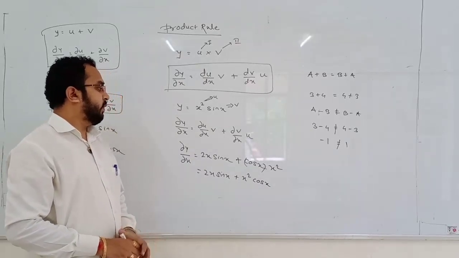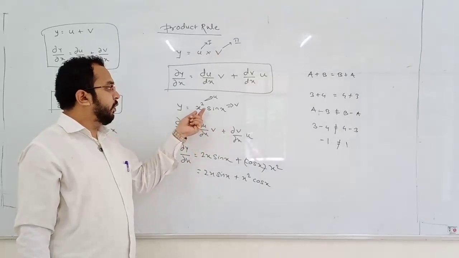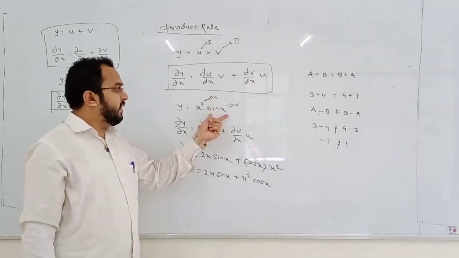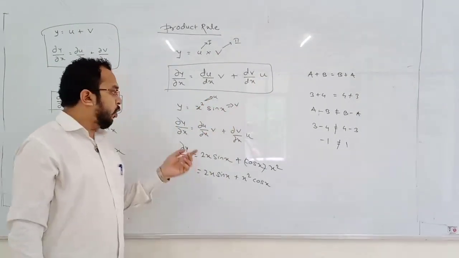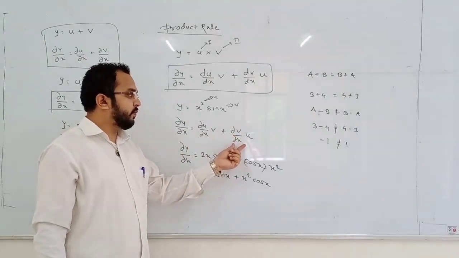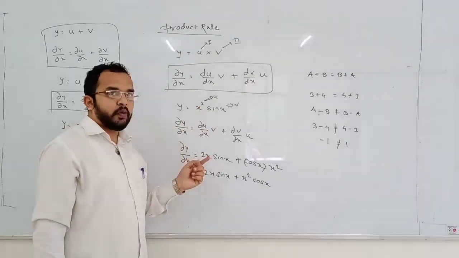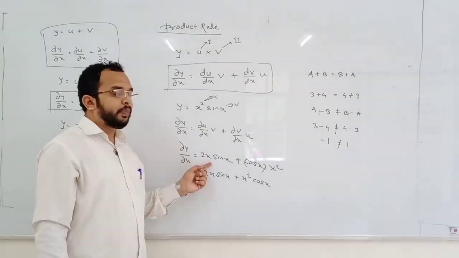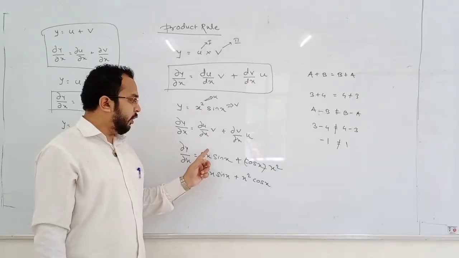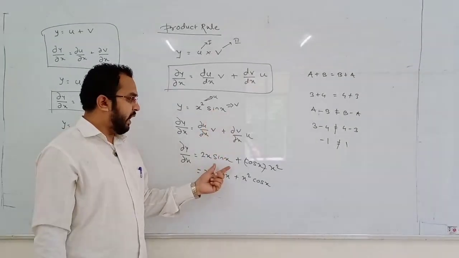x square cos x. Okay. So if x square sin x is given, x square will be the first function, that is u. Sin x is the second function, that is v. According to the rule, differentiation of first into second plus differentiation of second into first. Differentiation of x square is 2x. Power rule: take the power in the numerator and reduce the power by 1. That time v as it is, that means second function as it is.